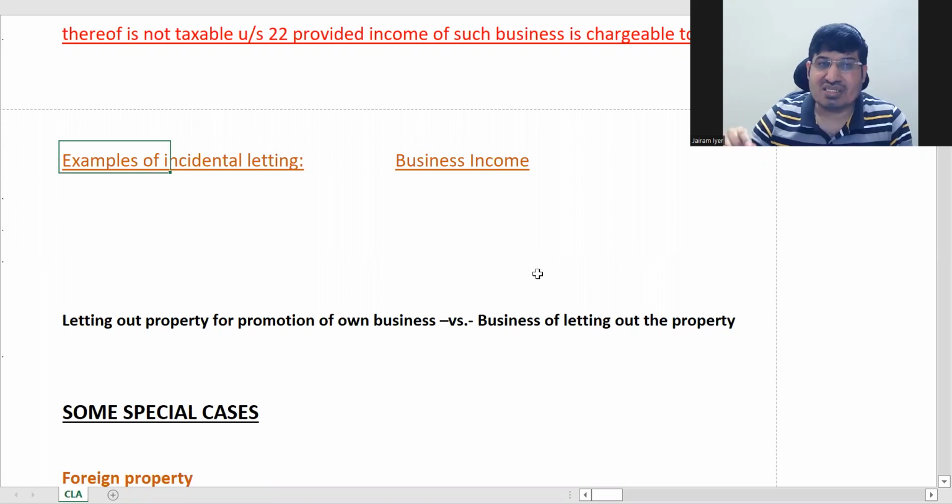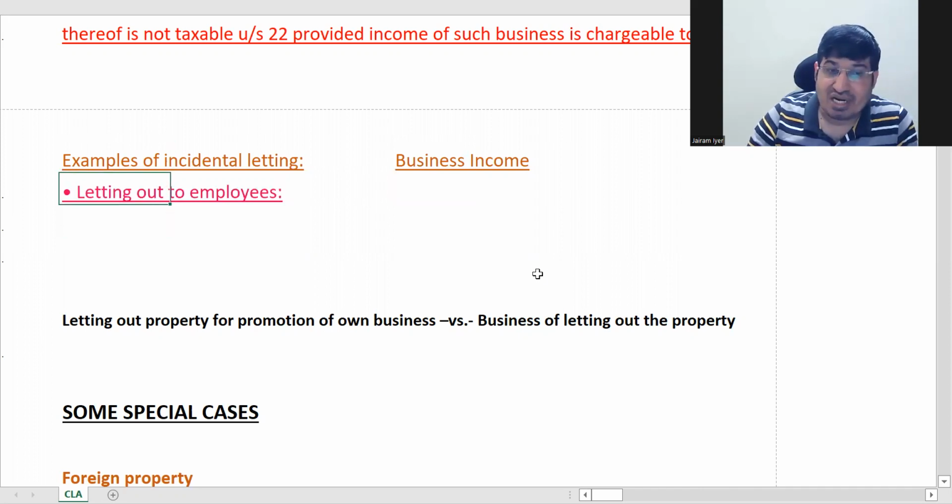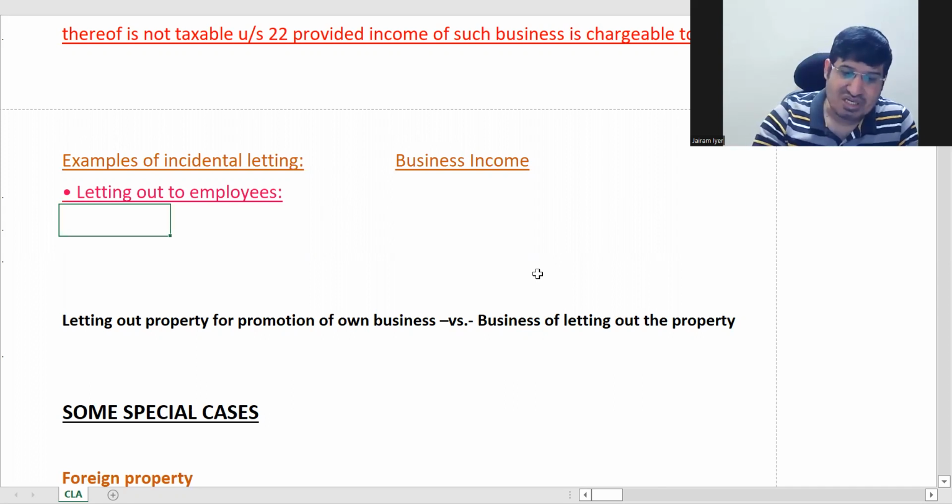We are seeing those cases where it was held that such letting should be taxed under PGBP. Okay. One is letting out to employees. If you are letting it out to employees as your guest house or in any way, that is for aiding your business. That is considered as aiding your business. So it will be taxed under PGBP.